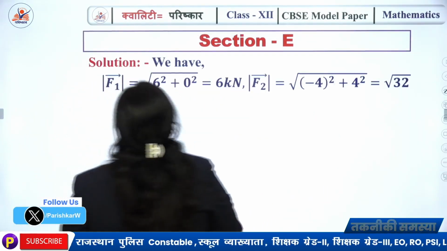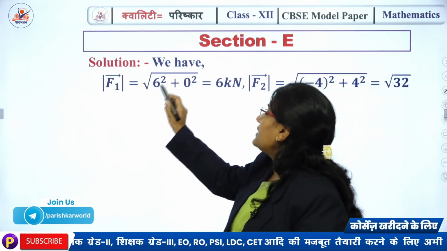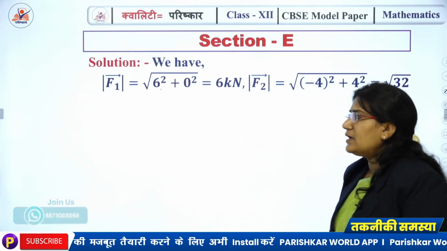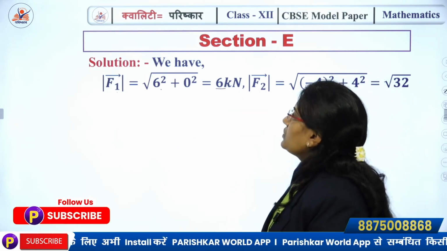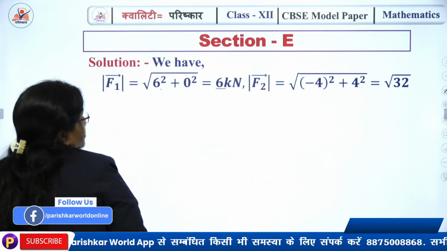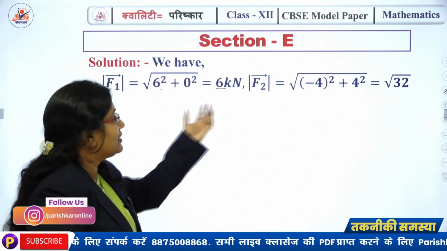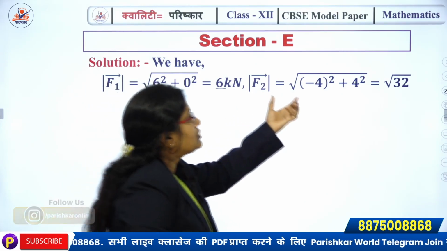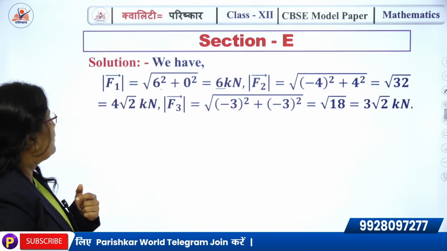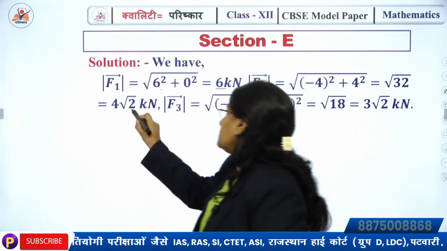We have the magnitude of force F1, which is 6 i cap plus 0 j cap. So it is the square root of 6 squared plus 0 squared, that means 36, and the root of 36 is 6 kilonewton. That means the force pulled by team A is 6 kilonewton. Again, we have the second team B, and the magnitude of force of team B is under the root of minus 4 squared plus 4 squared, which is under the root 32, and the value of root 32 is 4 root 2 kilonewton.